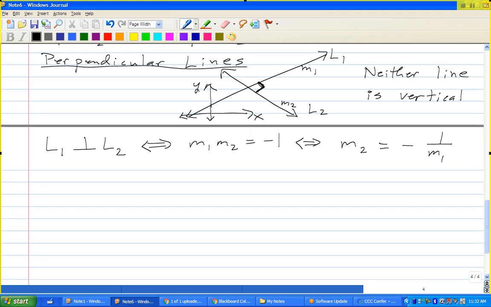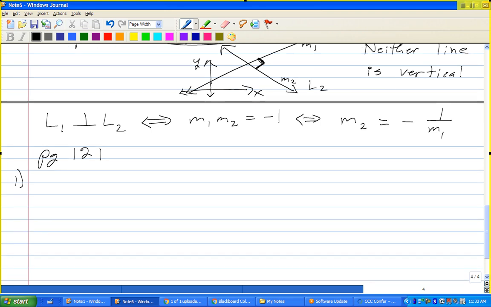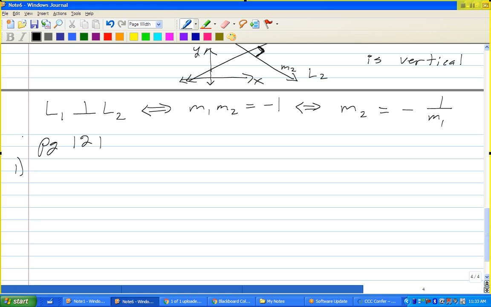Okay, so let's do some examples on page 121. Let's say that I want to do problem number 1. In problem number 1, I'm given 2 points. In exercises 1 through 16, find the slope of the line passing through the given pair of points. So I'm given the points (3, 2) and (-2, 4).